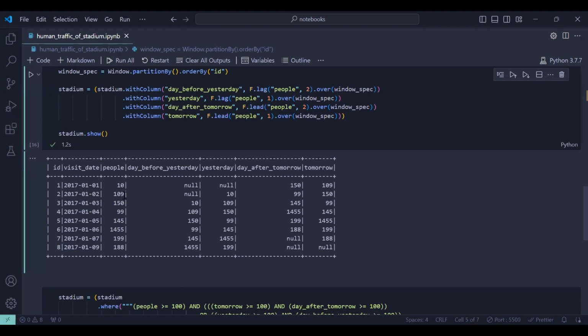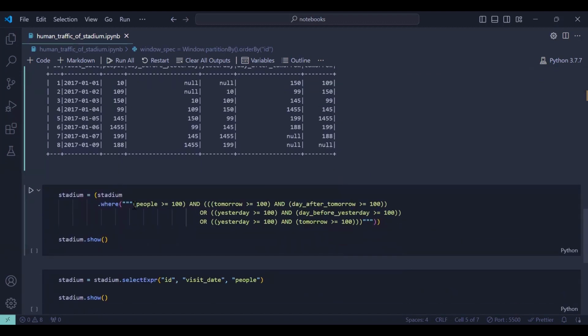So that is the reason we have to consider it. I hope this is clear. Please feel free to watch it again. Now the calculation is very simple. We just have to compare. For 6, day before yesterday, no. Then day after tomorrow, yes. Tomorrow, yes. Today, 1455. So 6 qualifies. Come to 5. Today, 145. Day before yesterday, 150, yes. Yesterday, no. But day after tomorrow and tomorrow qualify. For 8, today is 188, day before yesterday 1455, yesterday 199. So these three are consecutive. Then these are null and null because we do not have any data right after 8.